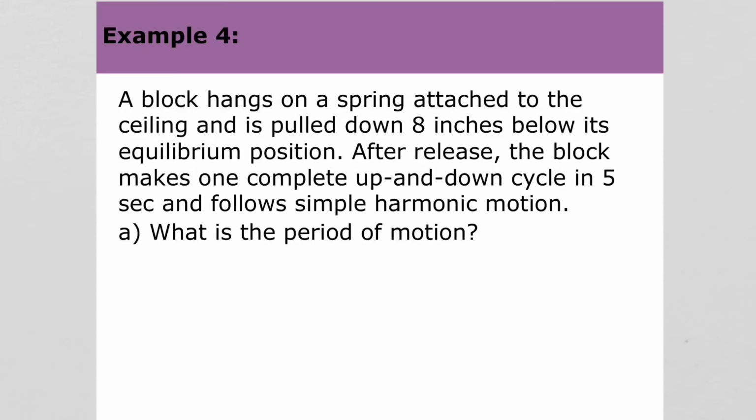Example 4, a block hangs on a spring attached to the ceiling and is pulled down 8 inches below its equilibrium position. After release, the block makes one complete up and down cycle in 5 seconds and follows simple harmonic motion. What is the period of the motion? Well, the period is how long it takes us to complete one up and down cycle. So the period is 5 seconds.